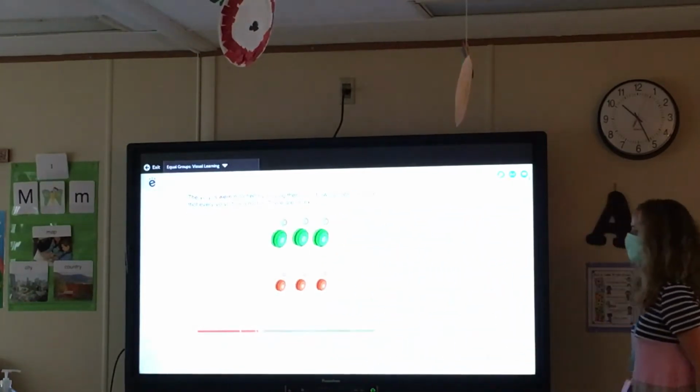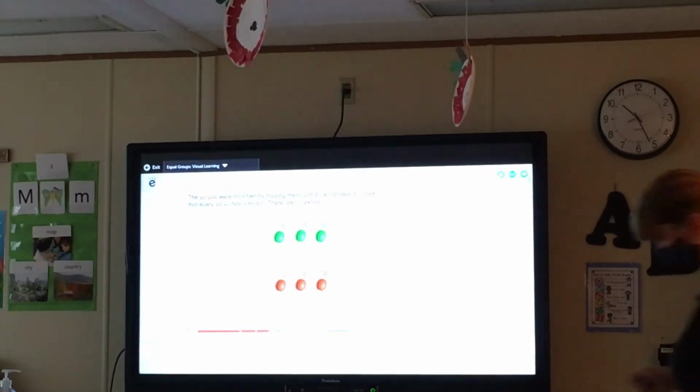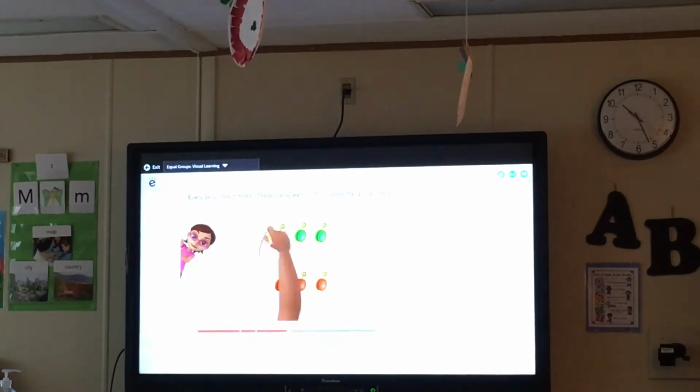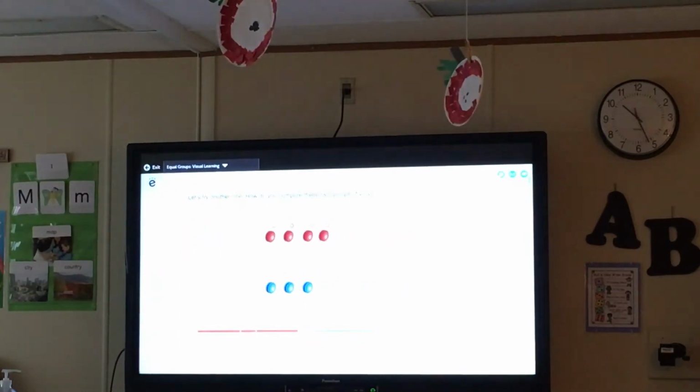The yo-yos were matched by moving them and drawing lines. You see that every yo-yo has a match. There are no extras. Every yo-yo has a match. There are no extras. That means the groups are equal. Let's try another one. How do you compare these 2 groups of yo-yos?